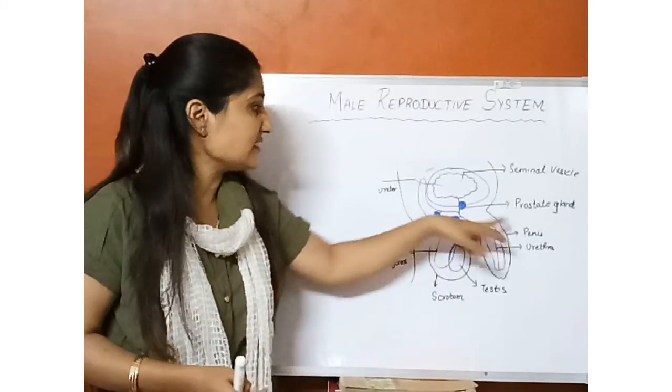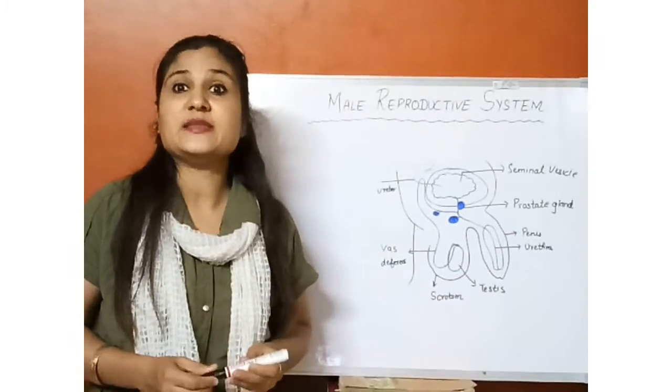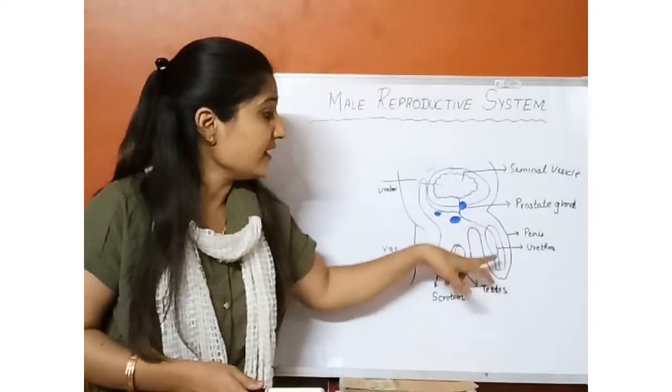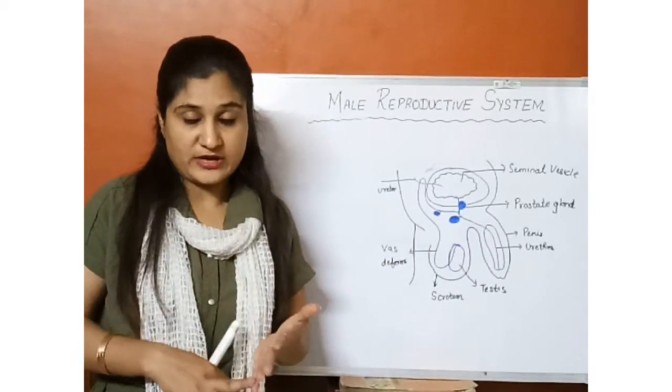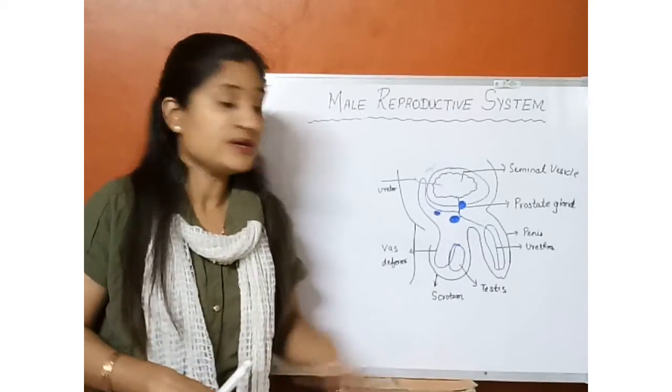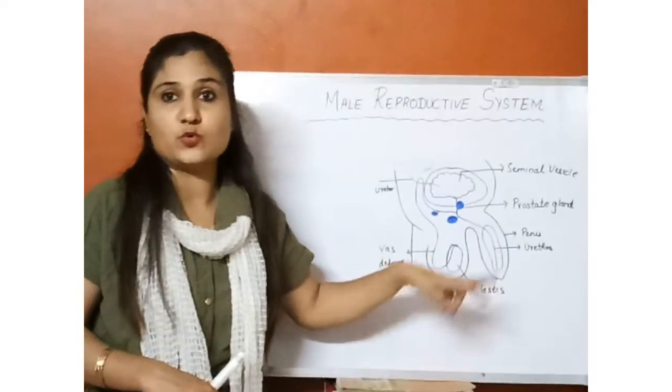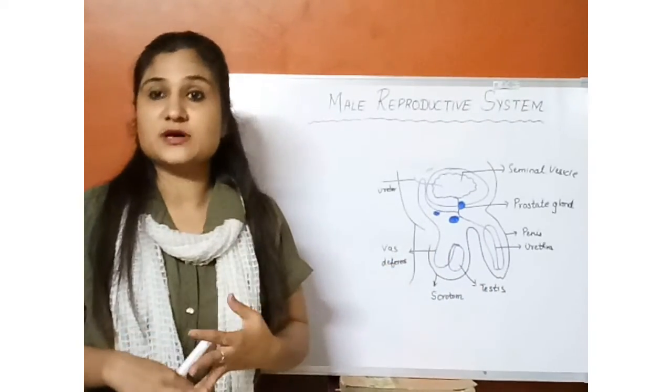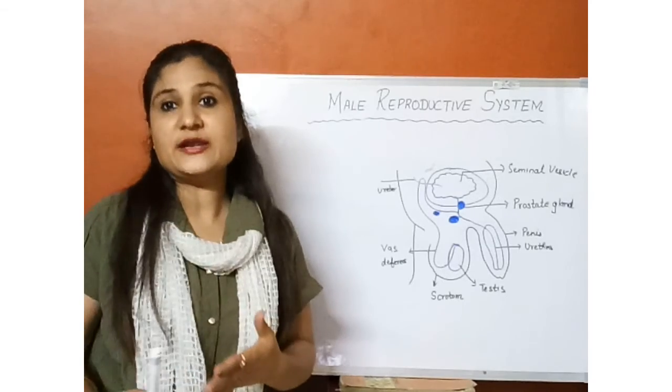Okay, now next is the penis. The penis plays an important role, and it removes the urine as well as the sperm. It is a common opening for both the urine as well as sperm, which is released from the male reproductive system.